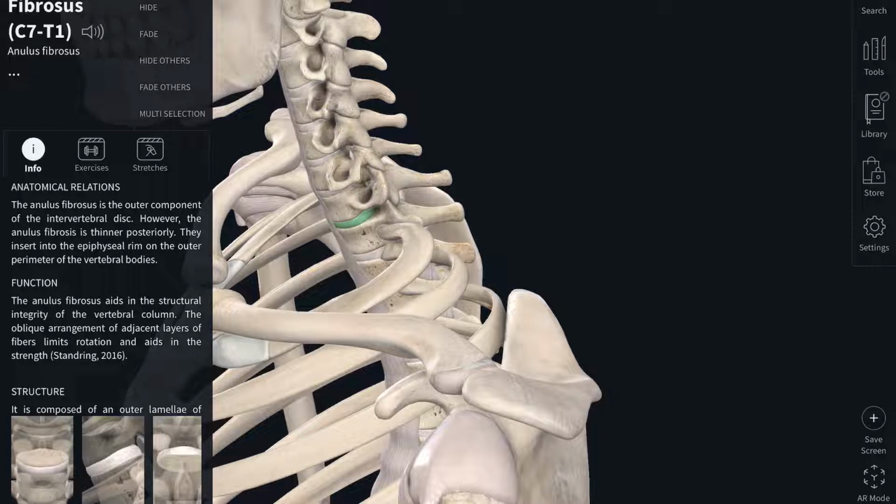This disc is often compared to a donut, and it has a tough fibrous shell called the annulus fibrosus and a jelly-like center called the nucleus pulposus. So these donuts help to distribute the weight in the intervertebral joint and act as shock absorbers.